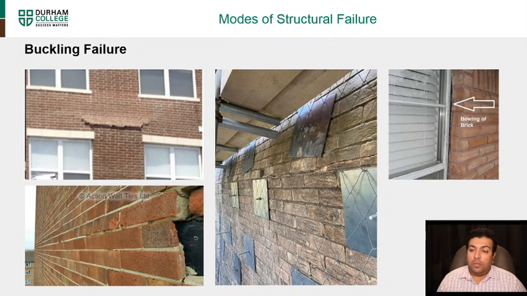Next is buckling failure. Buckling failure is when, because of the loads from the top, the brick masonry bows out. You can see here it's coming out, and here you can see it's bowing out again. Same here, they were trying to fix it. This is actually another way of fixing brick buckling, by putting meshes and plates to make sure it doesn't fail. You can also see here at the window that the brick is bowing.